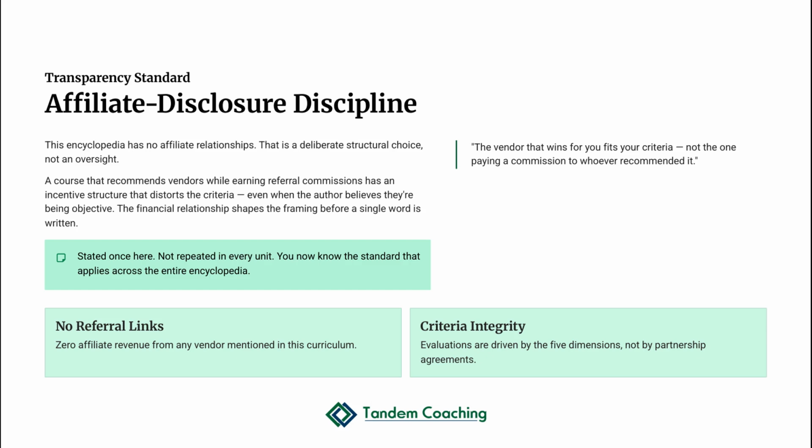One commitment travels with this course, stated once here, so I never have to bring it up again. 0 affiliate relationships, 0 commissions on any vendor named here or anywhere else. A course that earns referral money on the tools it recommends is running with an incentive that bends every comparison toward whoever pays the most. Tandem earns from tuition. That's the only revenue line. The criteria stay clean because nothing else is feeding them.